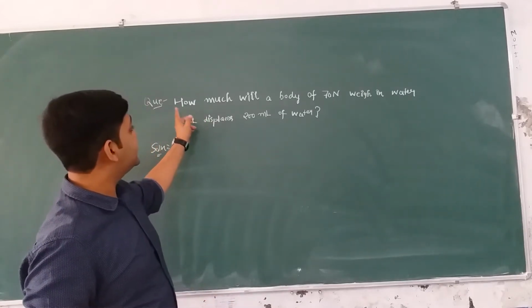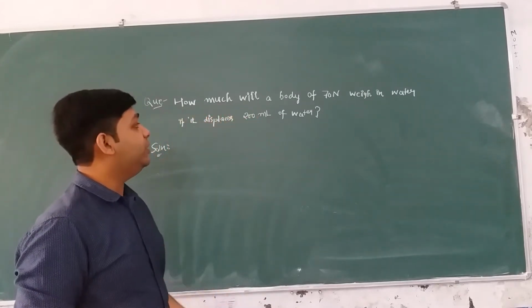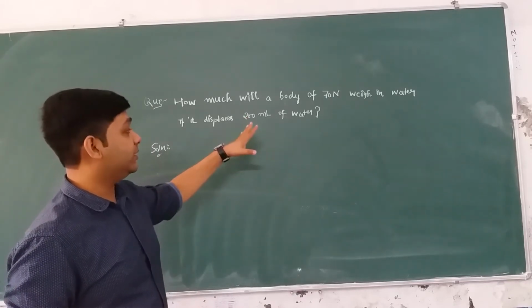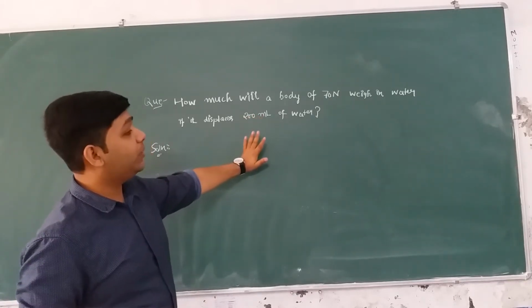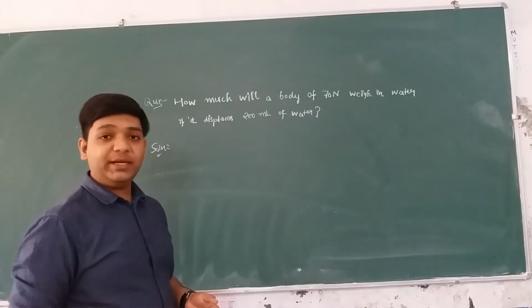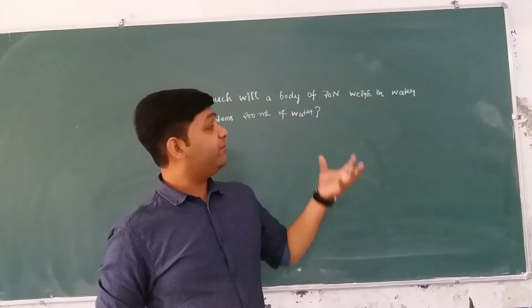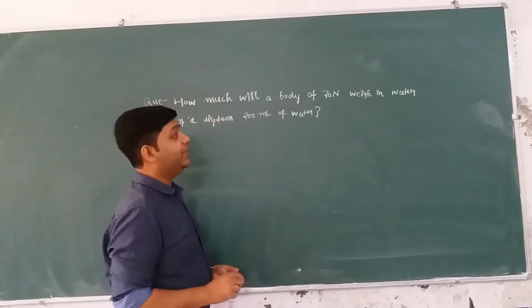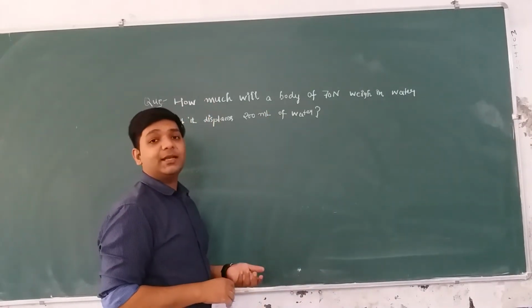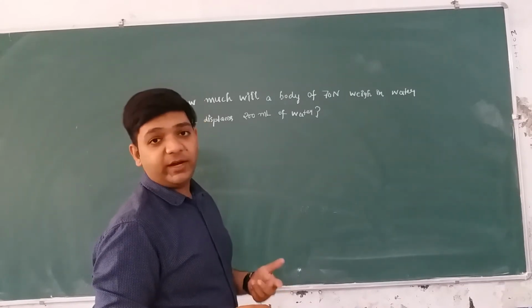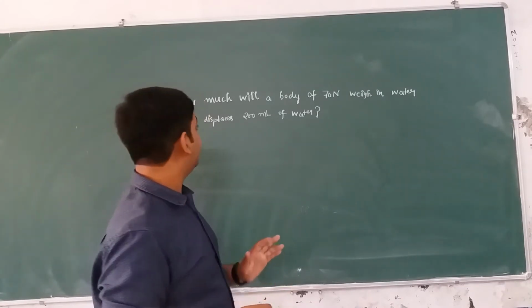The question says, how much will a body of 70 Newton weigh in water if it displaces 200 ml of water? So clearly this problem is based on the concept of Archimedes principle. In Archimedes principle, what we have studied, when we dip a body inside a liquid, it experiences an upthrust force called buoyant force, which is equal to the weight of the liquid displaced.